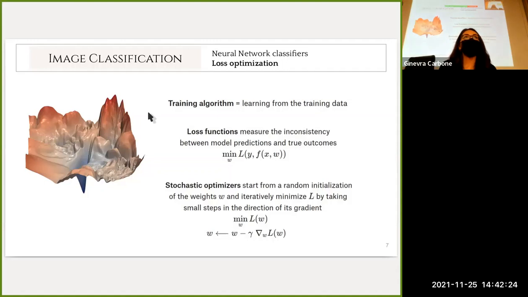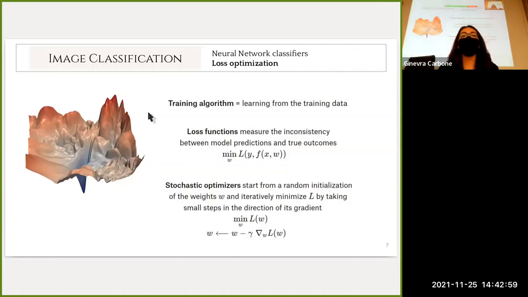There are many possible loss functions, and each one is more suitable for a certain application. And in general, they all measure the difference between the predictions provided by our model F and the true outcomes which are provided in the training dataset. So our goal during learning is to minimize this loss function, so this discrepancy between the two outputs. And we are searching for the best parameters W in the parameter space that satisfy this property.